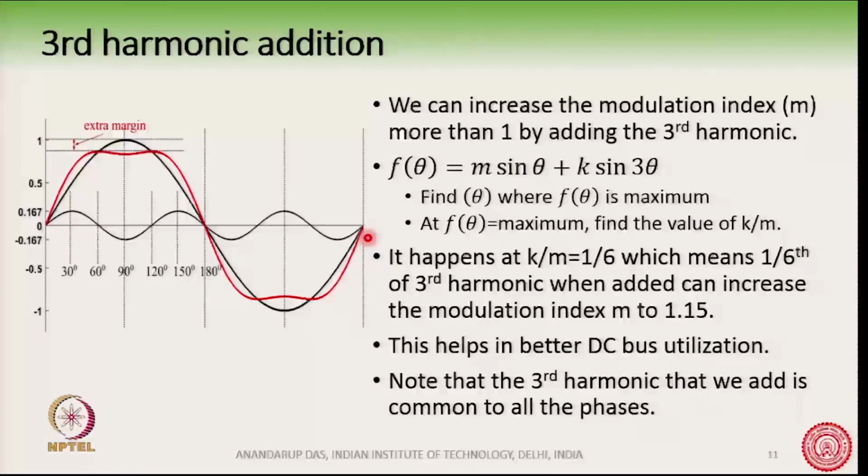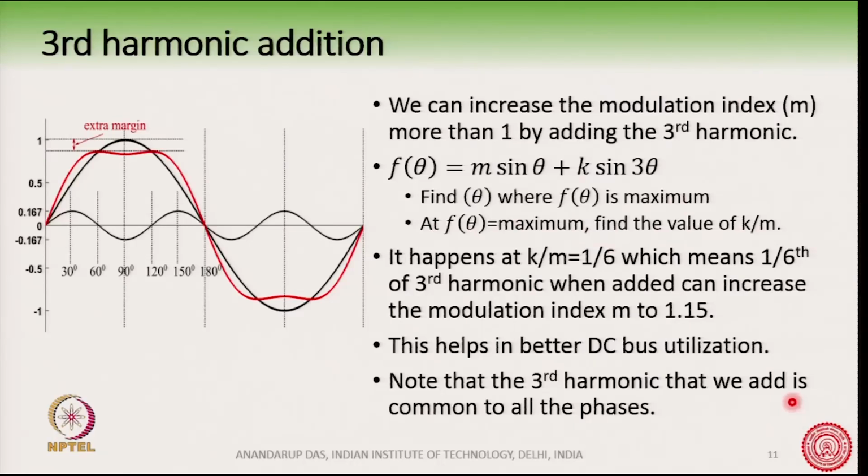So, we can write the equation of this waveform: f theta equal to m sin theta plus k sin 3 theta, where m is the amplitude of the fundamental and k is the amplitude of the third harmonic. So, what we are trying to find is the value of theta where f theta is maximum, and at f theta equal to maximum, find the value of k by m.